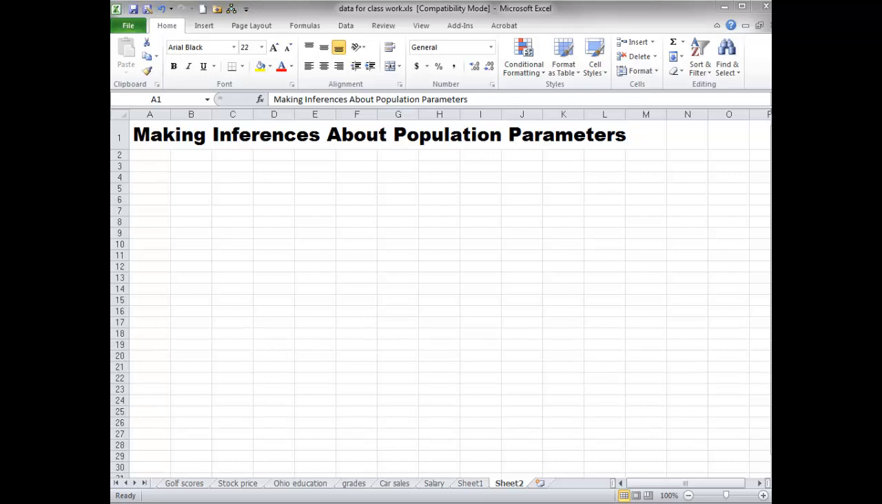Now, the topic title sounds kind of fancy. It says making inferences about population parameters. The basic idea is this. Let's say you want to know if a particular idea is true. Maybe you are interested in whether male runners in the United States run faster than female runners in the United States. Or maybe you want to know if boys cry more than girls.